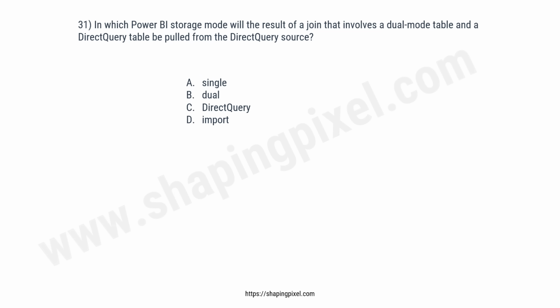Question number 31. In which Power BI storage mode will the result of a join that involves a dual mode table and a direct query table be pulled from the direct query source? And we have four options: single, dual, direct query, import. So the right answer here is option B, dual.